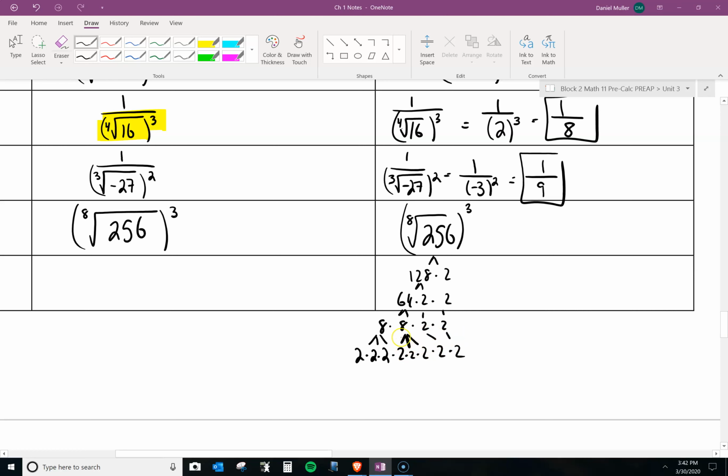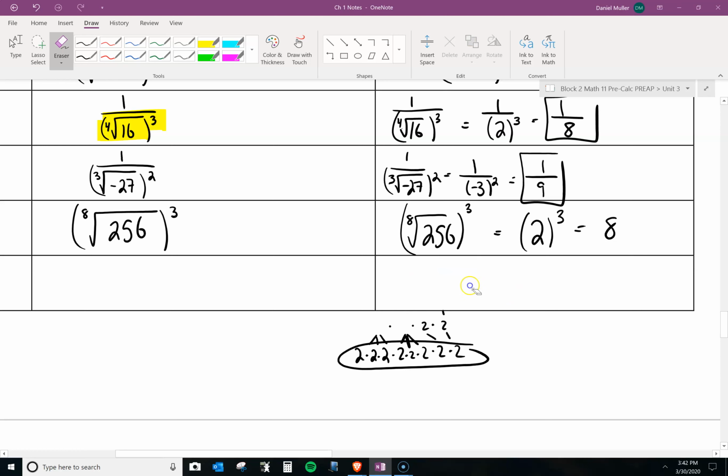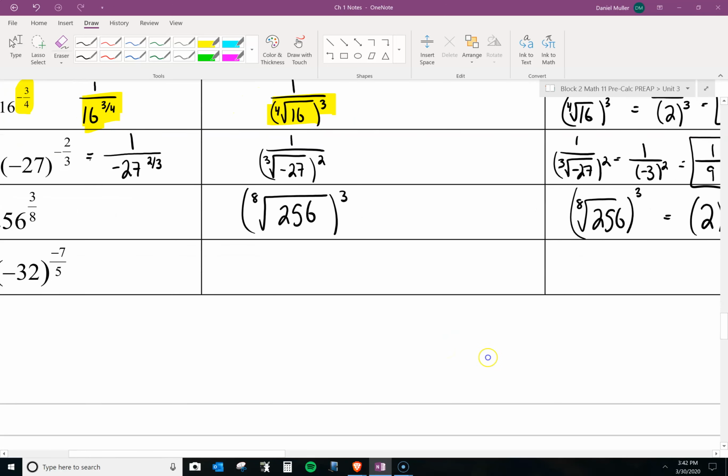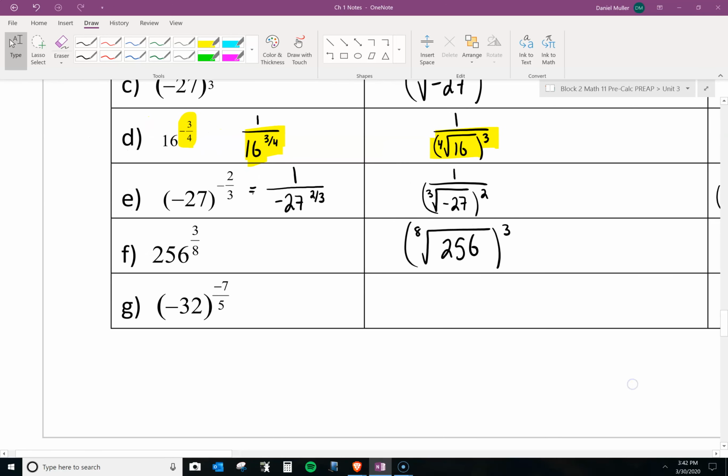And because it's an 8th root, you need groups of 8. 1, 2, 3, 4, 5, 6, 7, 8. That's all of them. So the 8th root of 256 is just 2. And then we have to cube it, which is 8. So you might not know what the 8th root of something is, but if you break it down to its prime factors, you can look for your groups of 8. In that case, I used them all up. There's only one group of 2's, so our answer was 2.